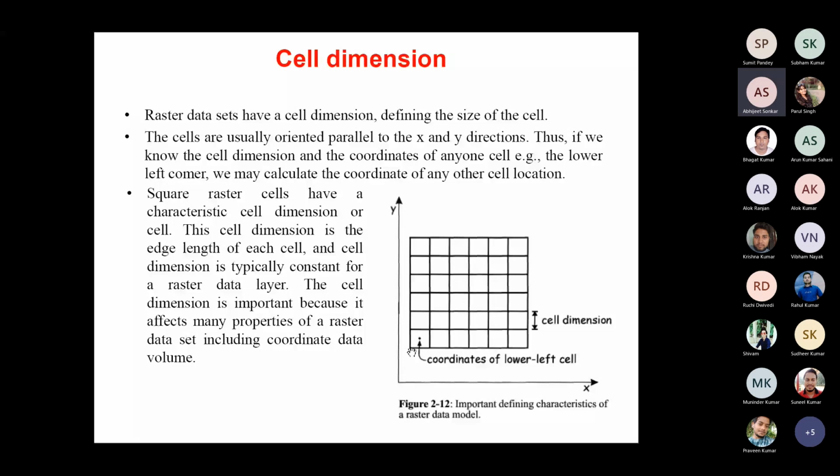So raster datasets have cells with a cell dimension, and these cells are array memory locations.